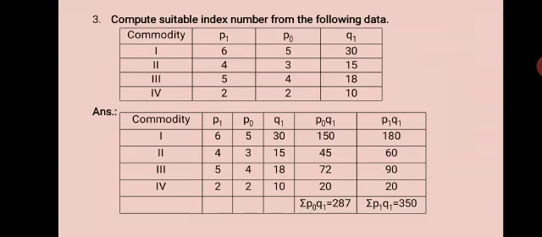If you add this, we will get summation P0 Q1 equal to 287. Similarly, P1 into Q1, that is 6 into 30, we will get 180. Next is 4 into 15, we will get 60. Next 5 into 18, we will get 90. And the last is 2 into 10, we will get 20. Then if we add all P1 Q1 values, we will get summation P1 Q1 as 350.